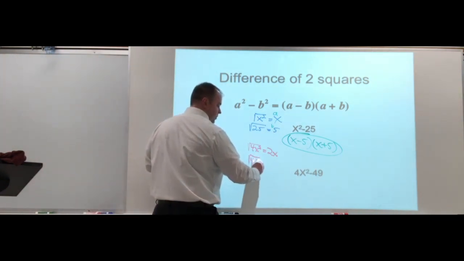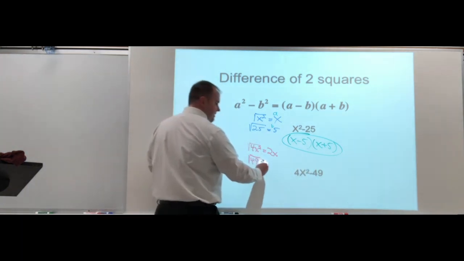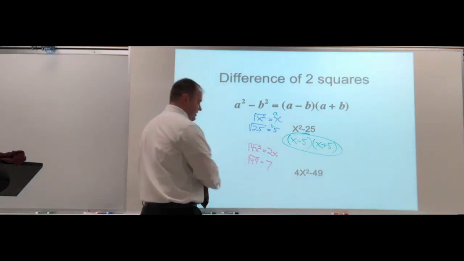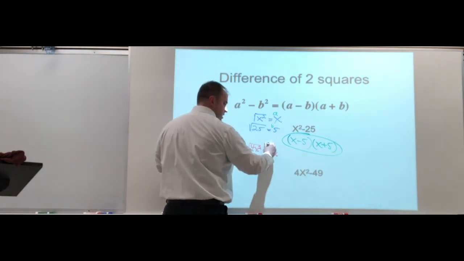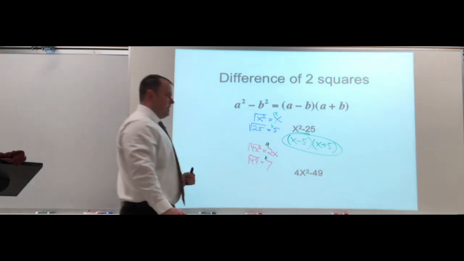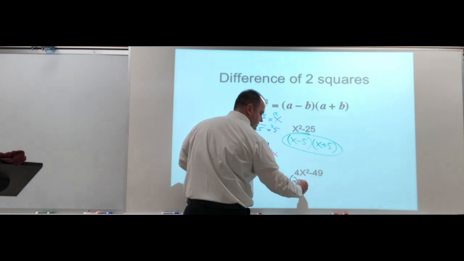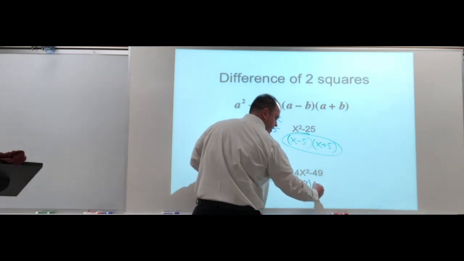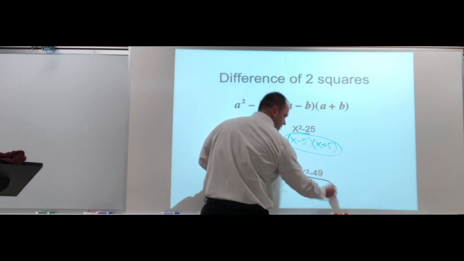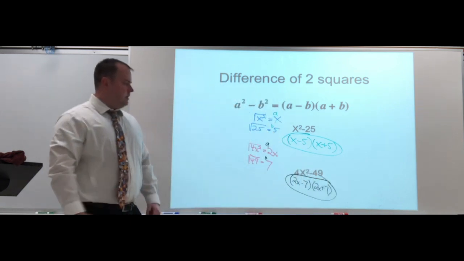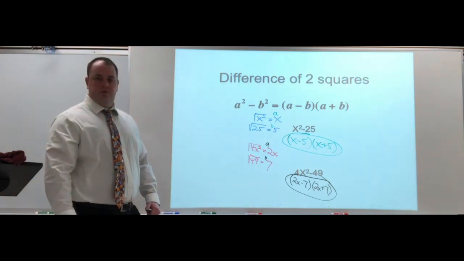Square root of 49, again, it's just the 49, not the minus. Square root of 49 is 7. And there's our b. So now we can take it, plug it into our final answer. 2x minus 7, 2x plus 7. And there's factoring using the method of difference of two squares.